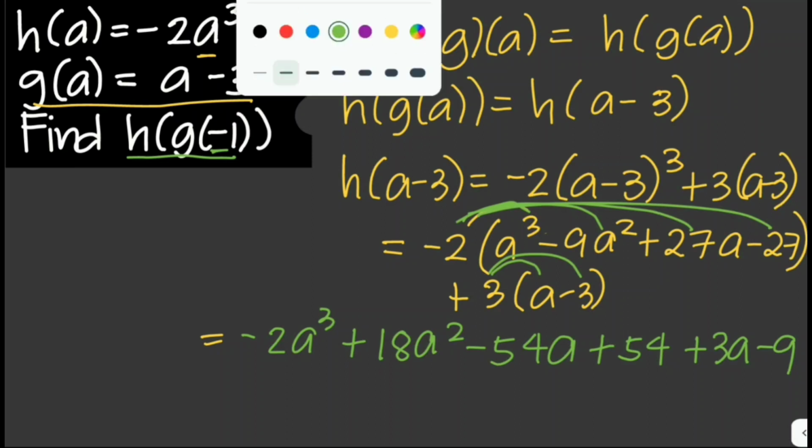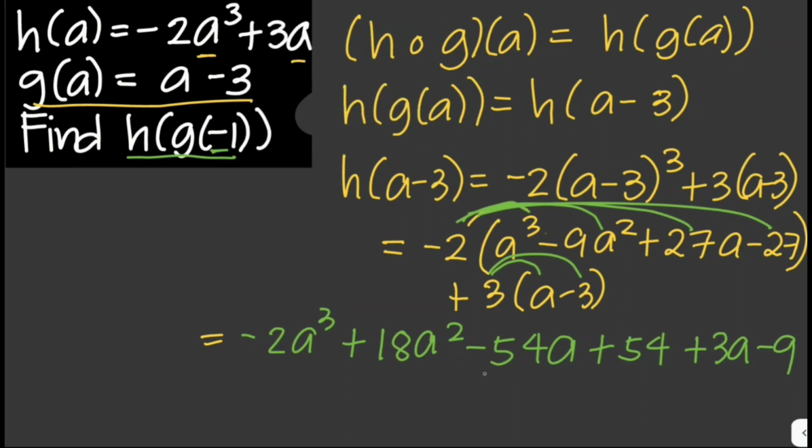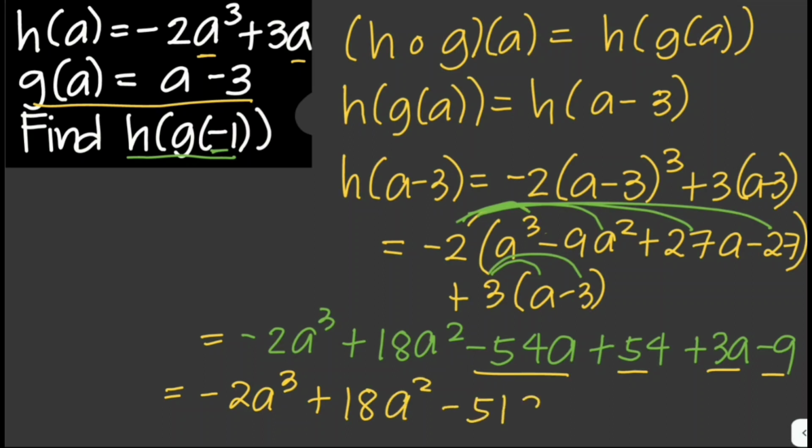And now we can group like terms. We can group 54a and 3a and 54 and negative 9. So that would be negative 2a cubed plus 18a squared minus 51a plus 45. So this is our h of g of a.